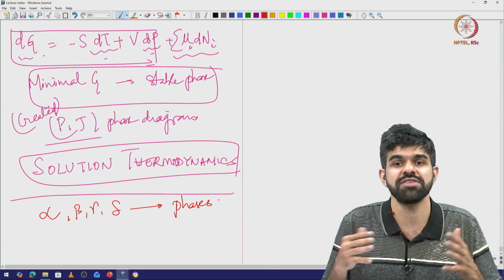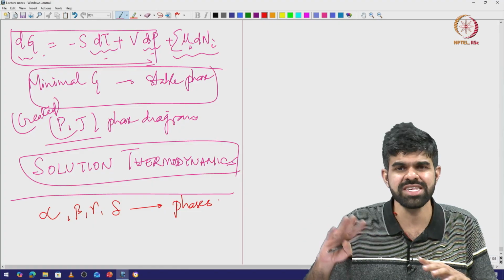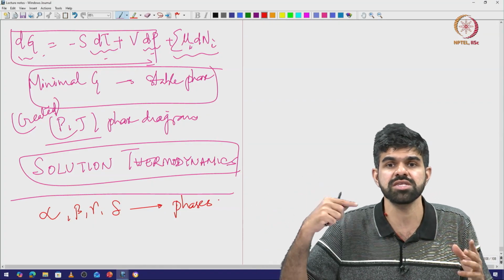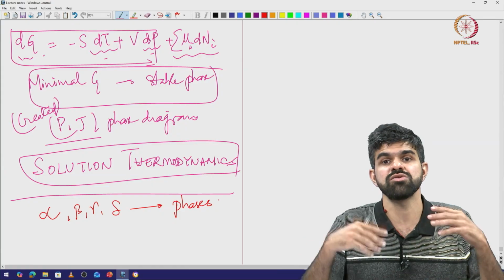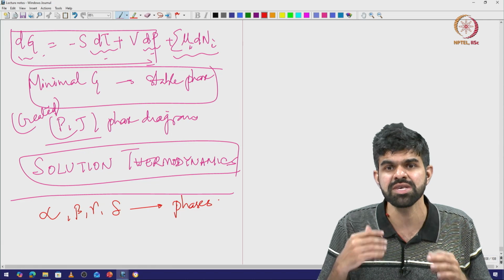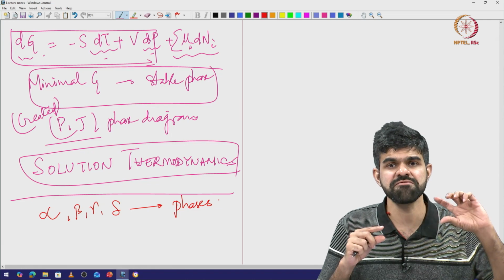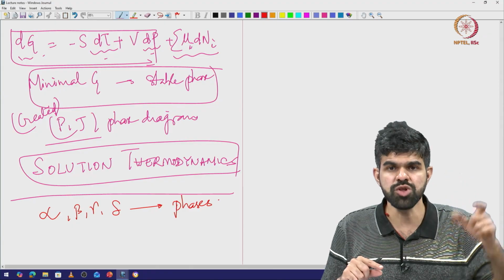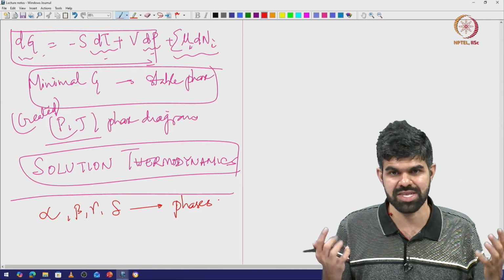So the structure defines what phase it is, initially at least, and then if necessary we will say that okay, we can have phases of the same structure, but some other order parameter changes. So those are slightly more complex phase diagrams, but initially for now, if there is a phase change, there is a structure change, right, and associated with the structure change there is a volume change, there is an enthalpy change, and all these things. Okay.